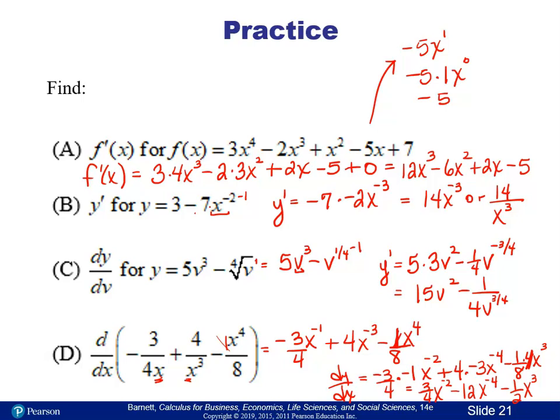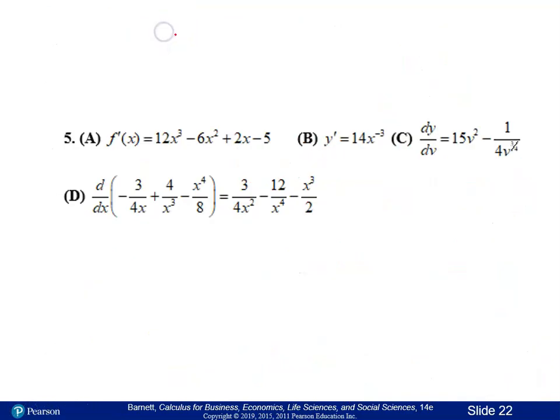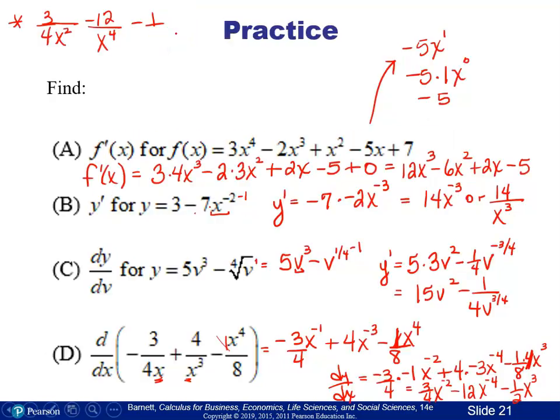And I'm going to come back up to the corner up here to finish this since I'm out of space. So I'll have 3/4, and then the x down here is going to bump to the denominator. Minus 12, the x again is going to bump to the denominator. And then this term, I don't really have to do anything to it. Okay, and so that should be our answer for the last one.